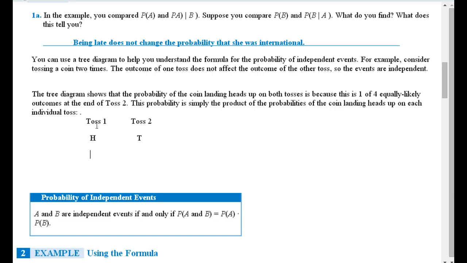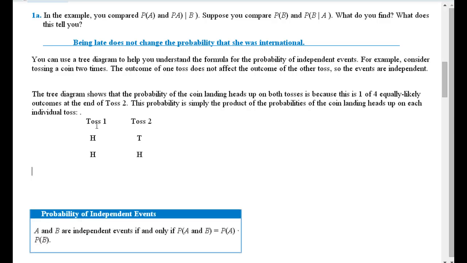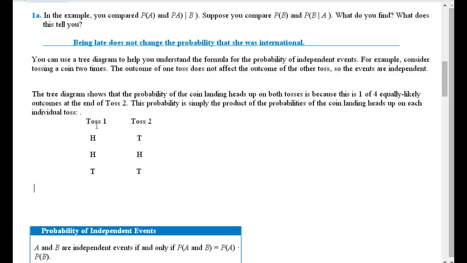She could have got heads, and then she could have got heads again. She could have got tails, and she could have got tails again. She could have got tails, and she could have got heads again. Those are our outcomes. So the tree would actually show branches. The first toss you get heads or tails, and then we would branch from heads to heads, tails, and from tails to tails, heads. So that's what it looks like there.